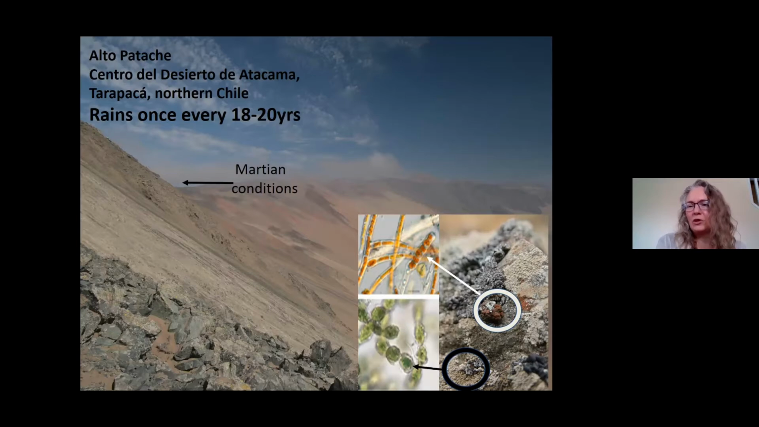This is a really, really harsh desert. Like I said, it's the driest desert in the world. It rains once every 18 to 20 years. And so there's not a lot that can live there, but lichens can live there. The interesting thing is what you can't see at the bottom of this hill is the ocean. So every night, if it's cool enough, a little bit of fog rolls partway up these hills. And then when the sun comes out, the fog evaporates. So it's not like there's no water. It's just that it's only fog.